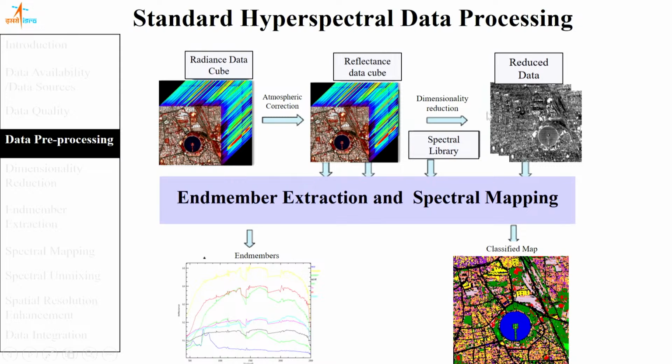After that, you can go for data dimensionality reduction, and you can use either the spectral library, or you extract the end members from the data. After extracting end members, you can get this kind of data, and using this end member or spectral library with the data, you can generate a classified map.